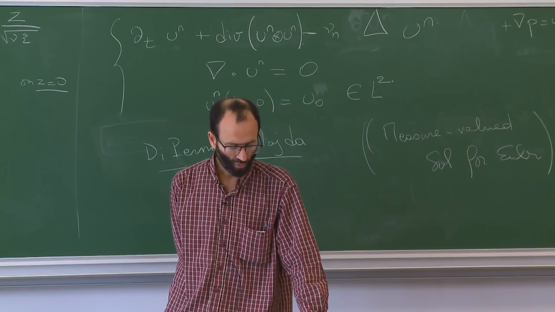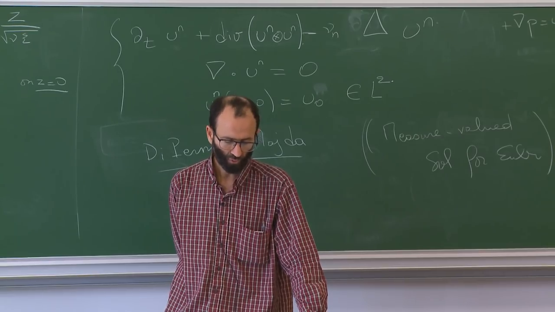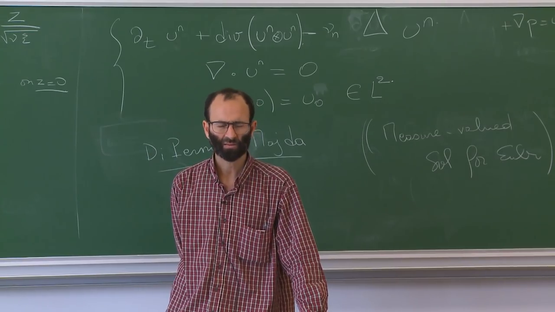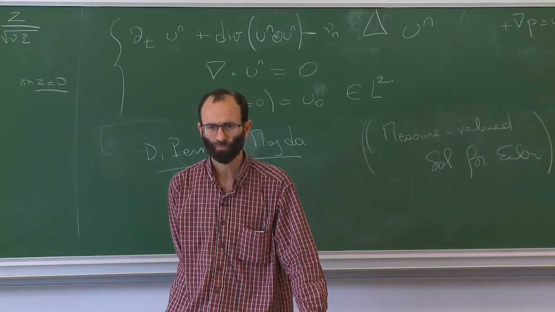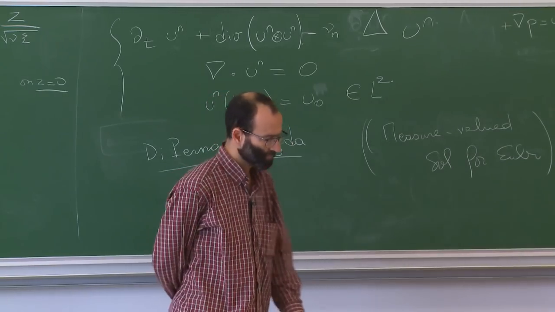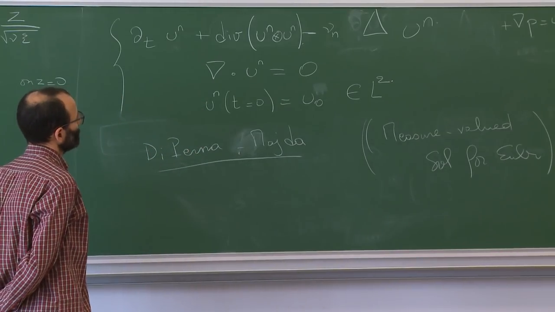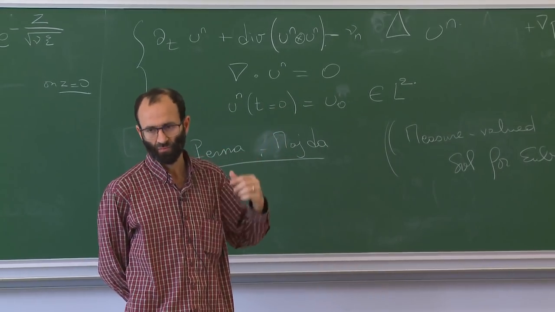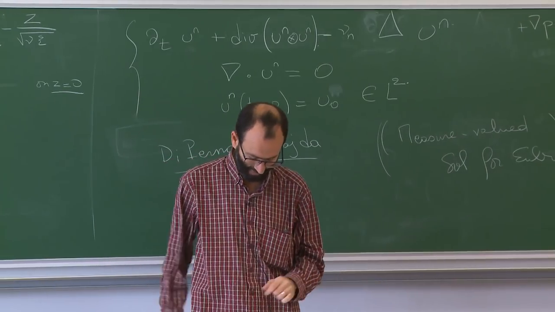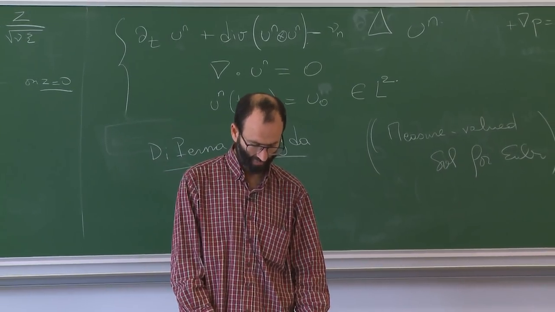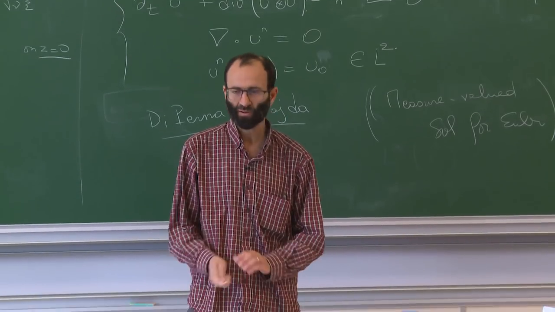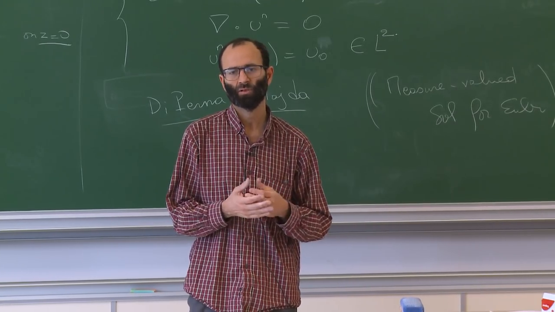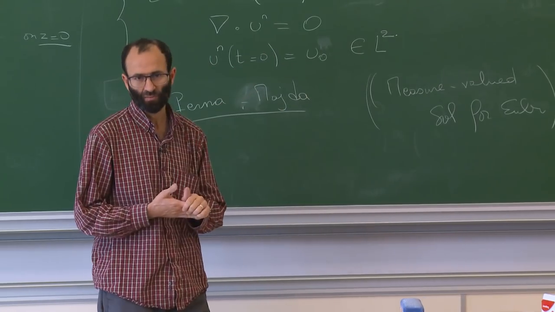Another notion of so-called very weak solution to Euler is a notion by Pierre-Louis Lions. Pierre-Louis constructed something that he called dissipative solution for Euler. These kinds of solutions are used to try to justify this kind of limit. I'm not planning to go into these notions, but these are notions that people try to construct to capture what happens in this limit.